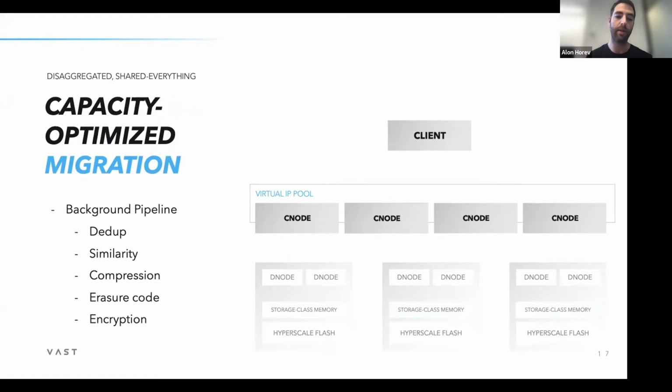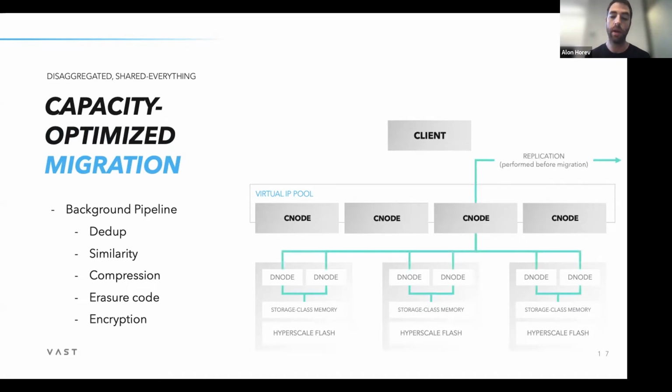Now, the migration part is when we have this background pipeline where data gets processed. The background pipeline contains many different steps. For every piece of data that came into the system, we're going to do dedup, we're going to apply similarity, compression, erasure code, and encryption. It's a pipeline of operations that are all happening in the background.